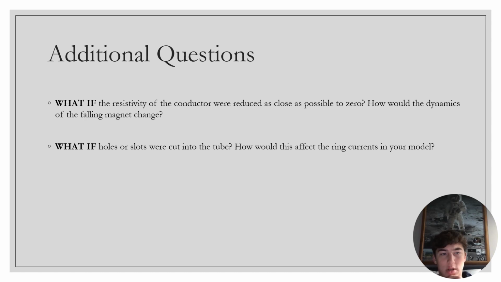For some additional questions, if we were to decrease the resistivity in our tinfoil tube, that would mean with Ohm's law that our current would be bigger, which would mean that the magnet would have a greater force on it and fall slower. Also, if holes were cut, there would be a breakup of some of our ring current, meaning that the current would probably be reduced a little bit and broken up some more. So it probably would fall a little bit faster.